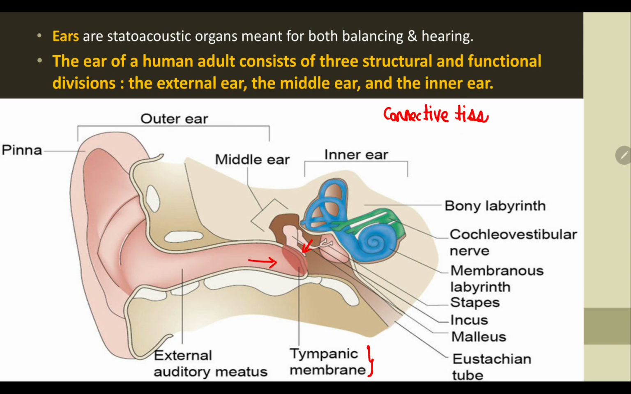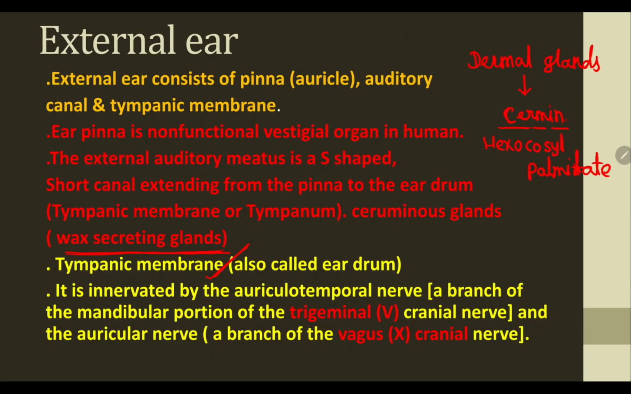Their outer part, which is oriented toward the external auditory canal, is covered by skin. And the inner part is covered by mucous membrane. Our tympanic membrane or eardrum: the outer part is covered by skin, and the inner part is covered by mucous membrane.